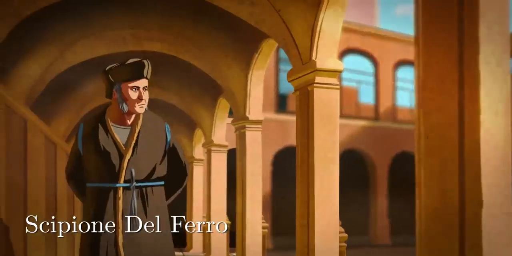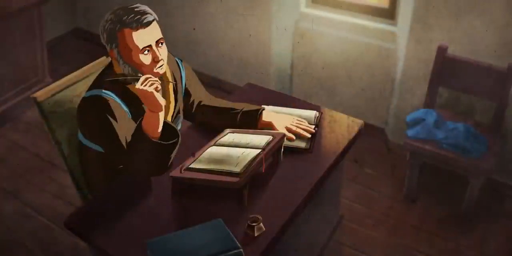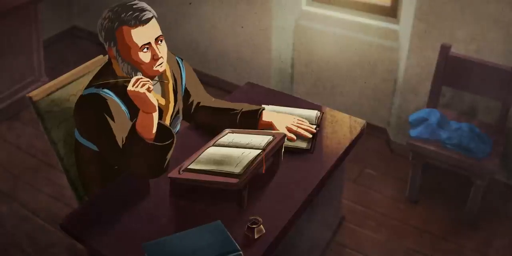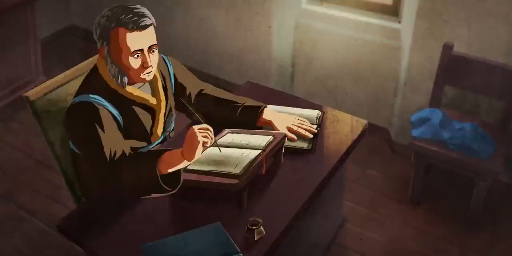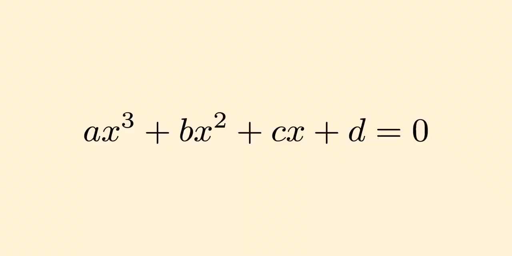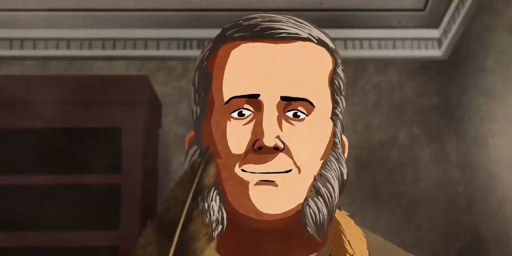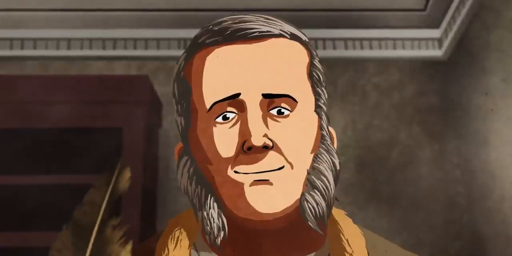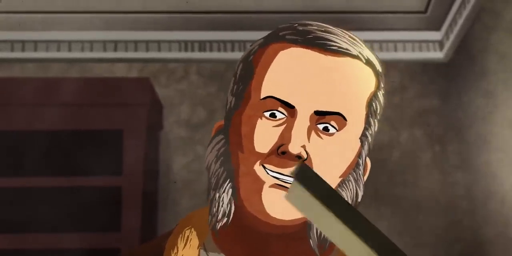Scipione del Ferro is a mathematics professor at the University of Bologna. Sometime around 1510, he finds a method to reliably solve depressed cubics. These are a subset of cubic equations with no x squared term. So what does he do after solving a problem that has stumped mathematicians for millennia? One considered impossible by Leonardo da Vinci's math teacher?